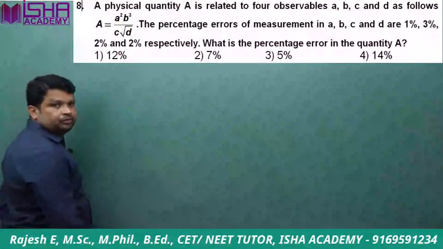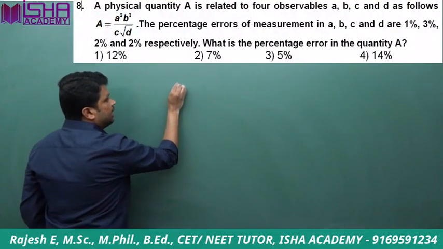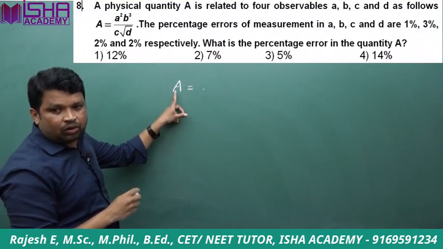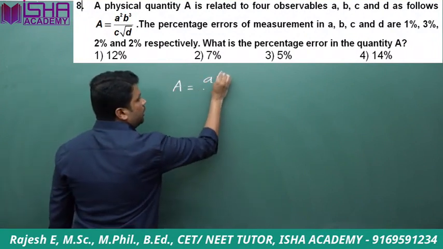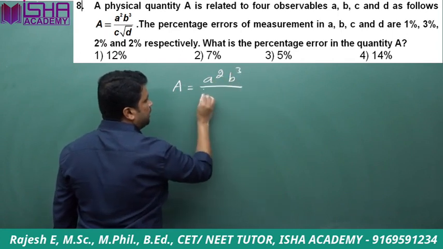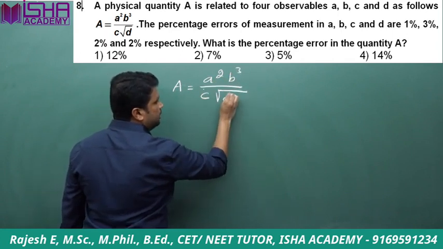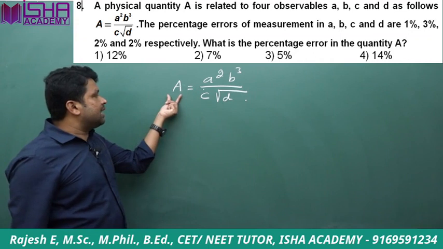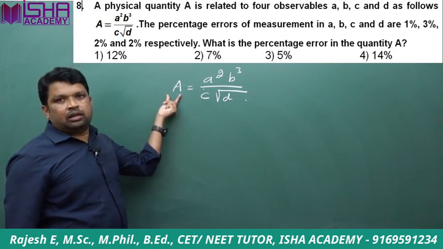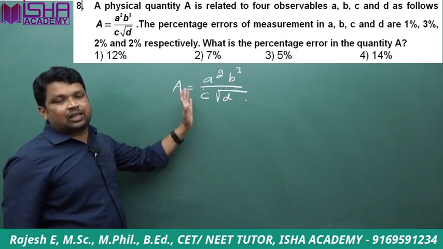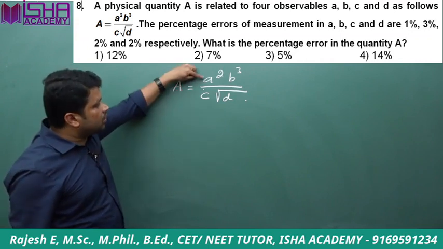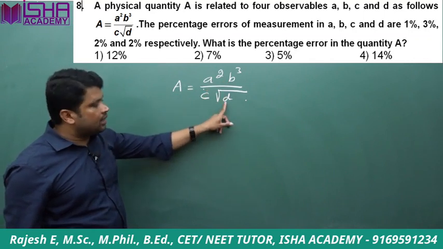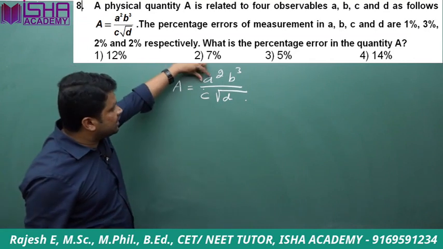See the next question. We have a physical quantity, that is A. This is the physical quantity A, and that physical quantity A is equal to A square B cube divided by C into root D. This is the physical quantity. We have to calculate percentage error in the quantity A, right? So we know how to write the percentage error, right? It has got error, B has got error, C has got error and D has got error. How much is the percentage error in A?